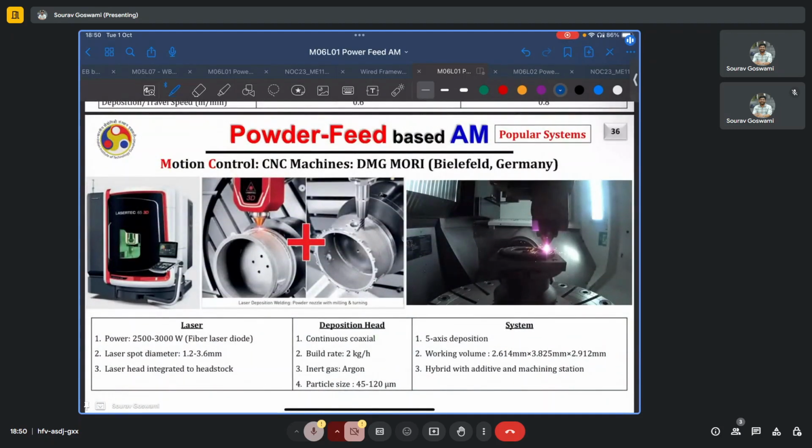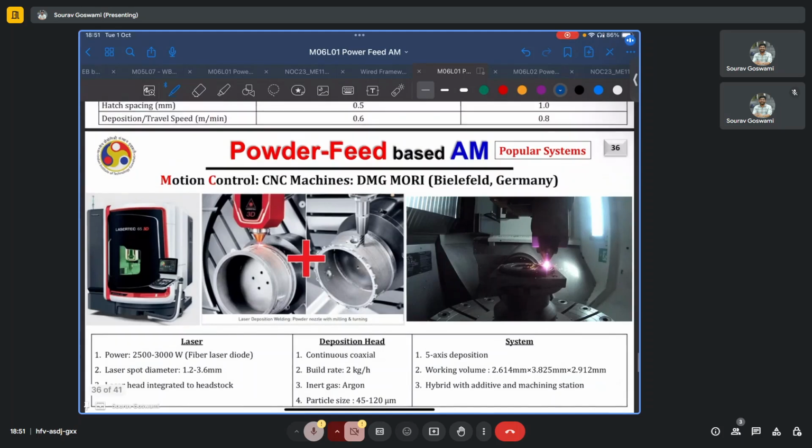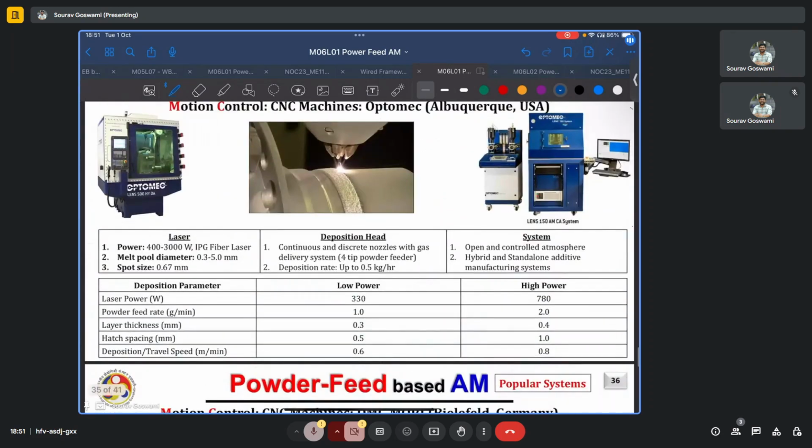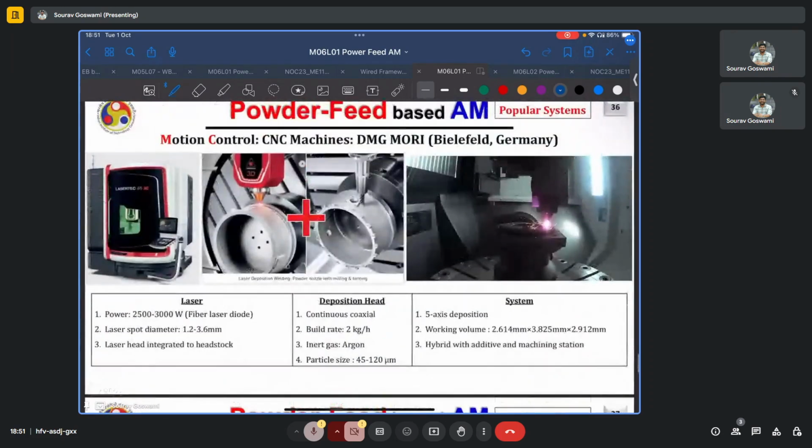Some machines by DMG Mori are also showcased here, and these typically have powers in the range of 2.5 to 3 kilowatts, and they use a diode laser. The spot diameter in this case is larger, anywhere between 1.2 to 3.6 mm. In this case, the laser head is integrated to the headstock. The deposition head is a continuous coaxial type. Build rates can be far higher at 2 kgs per hour, whereas previously it was up to 0.5 kg per hour. The particle size can be between 45 and 120 microns.